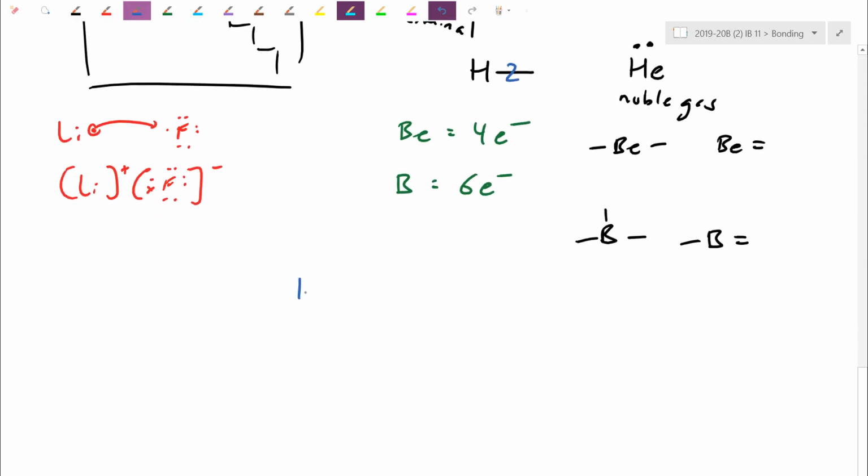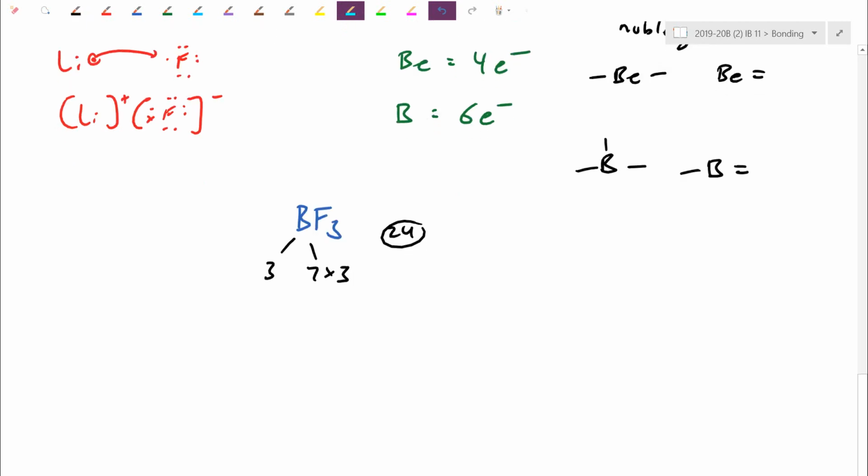Let's actually do a compound here. Let's say BF3. As you follow your rules, you're going to say boron is 3 electrons, fluorine is 7 times 3. Boron trifluoride is supposed to have 24 electrons. Plop the boron down and the fluorine somewhere around it.